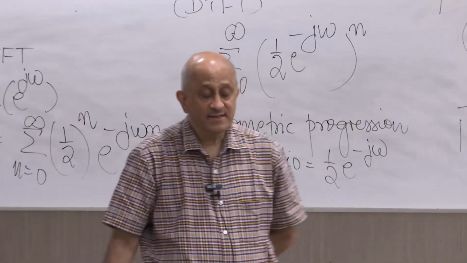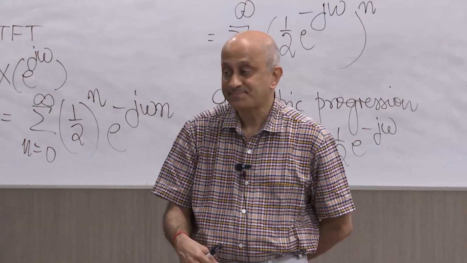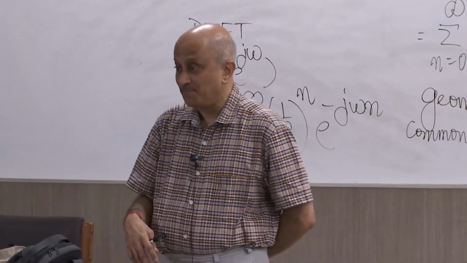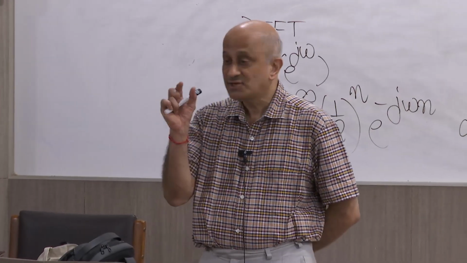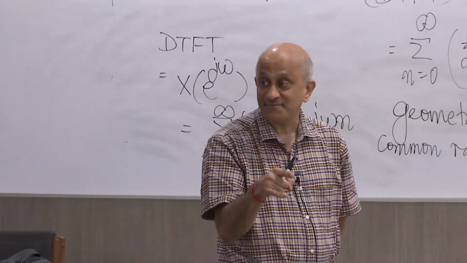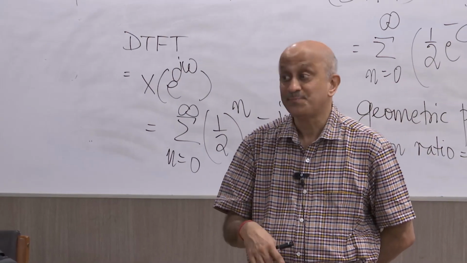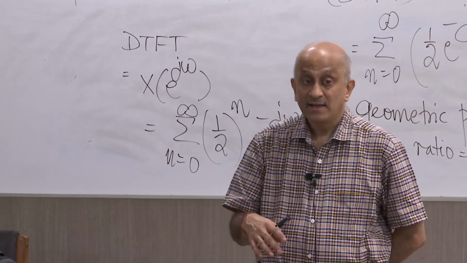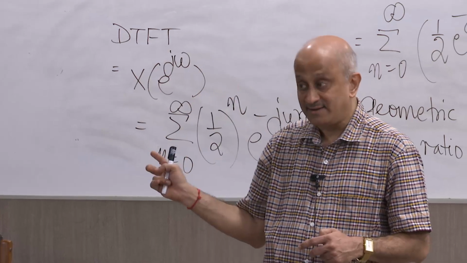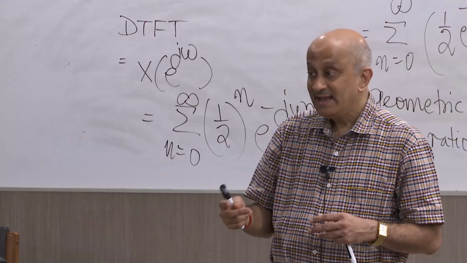So, the question is, when you take, you have a discrete sequence x of n. When I take its discrete time Fourier transform, it's a function of small omega. Is it a continuous function of omega or a discrete function of omega? Is that your question? So, in the time domain, the sequence is discrete. The signal is discrete because you have sampled it, right?